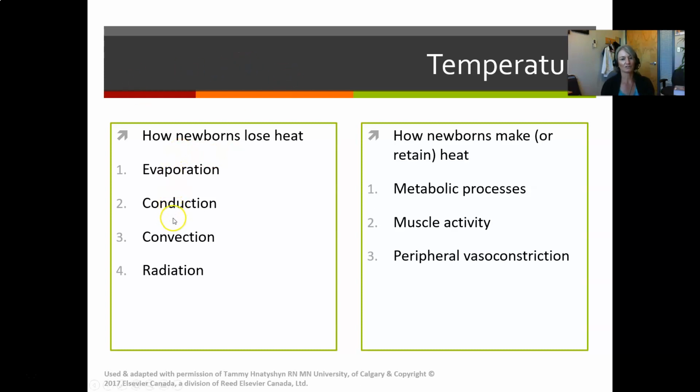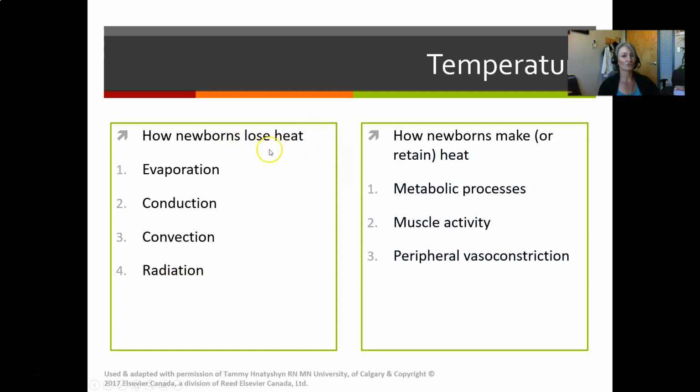So conduction: are we on a surface that's pulling heat from us? Do we have convection, or airflows or cold drafts that are pulling heat? Radiation: is there a cold mass, like in the winter beside the window when you feel the window and it's really, really cold, it's radiating cold? Do we want to put that newborn right beside that cold window? No, we don't.